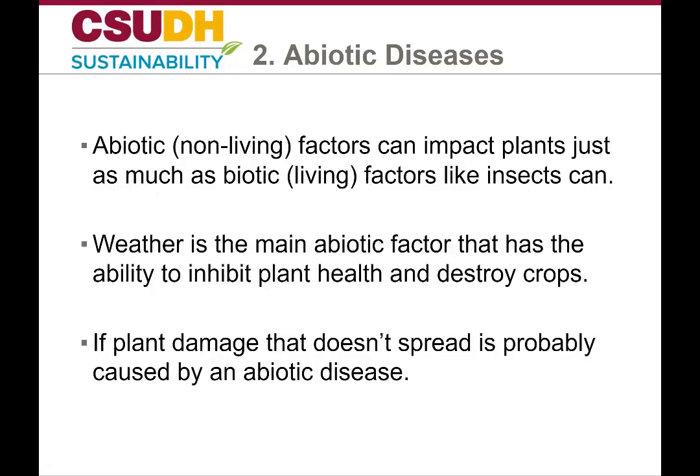So the second category of diseases we need to worry about is the abiotic diseases. So these are the things that are affected by the non-living factors.